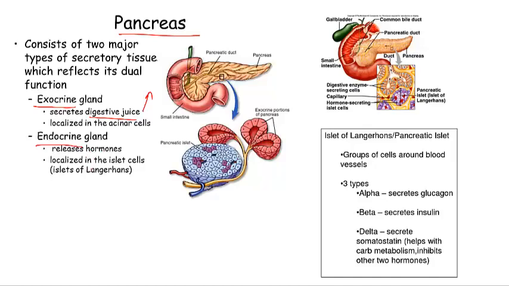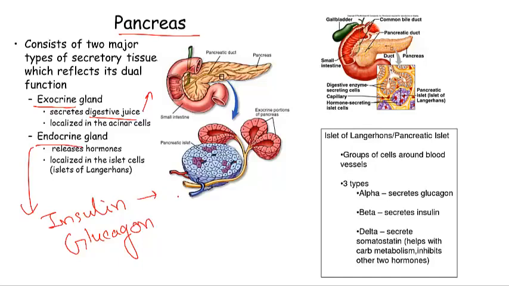Two major hormones are secreted by the pancreas as an endocrine gland: one is insulin, and the other is glucagon. Insulin lowers the level of blood glucose by uptake of glucose by all the other cells, and it also converts that glucose into glycogen and stores it in the liver. It also helps in triglyceride synthesis by the adipose tissue of our body. These are the functions of the insulin hormone.